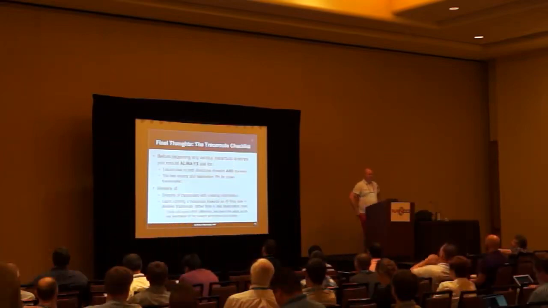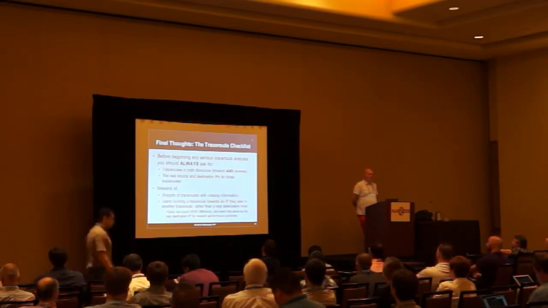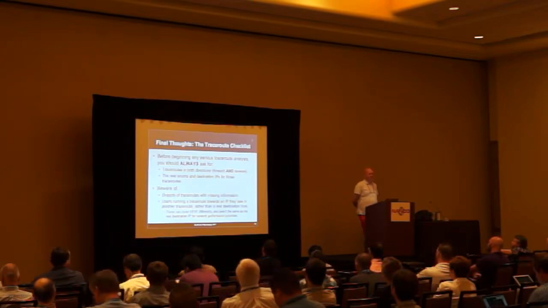So some final thoughts. The Traceroute checklist. If you're working with Traceroute, if you're working on a Traceroute ticket, if you're trying to figure out what's going on, if someone has sent you a Traceroute in any way, you should always ask for Traceroutes in both directions and real source and destination IPs. If you're going to submit a Traceroute ticket, submit these two things.